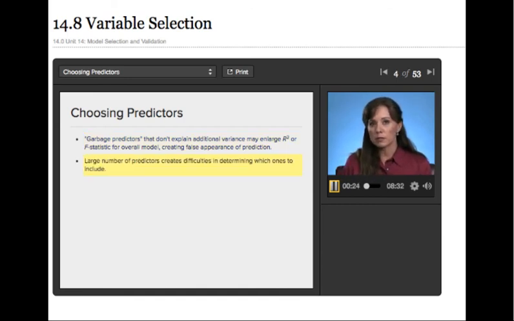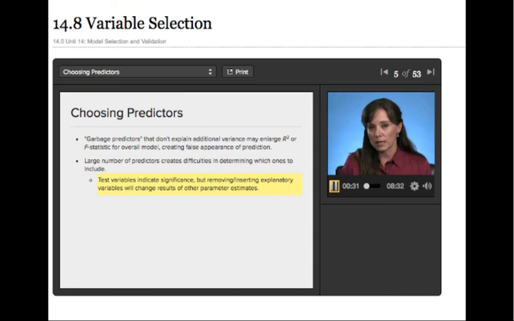But if we have a large number of predictors, how can we possibly determine which ones are the best? We can look at all the significance tests, for example. We can see that some of the parameters may not be statistically significant, but if there's a large number of parameters, removing and inserting various explanatory variables is going to change the results of all the other parameter estimates, and it's just going to be really confusing. It's going to be very hard to determine which predictor should be included in the model.